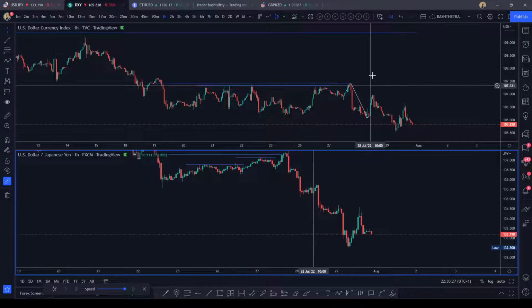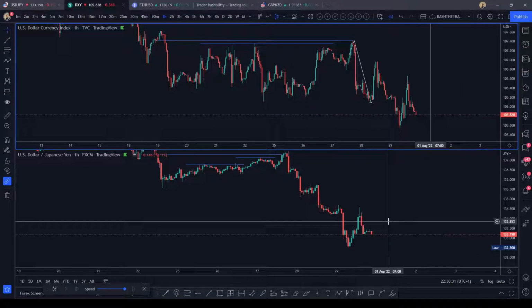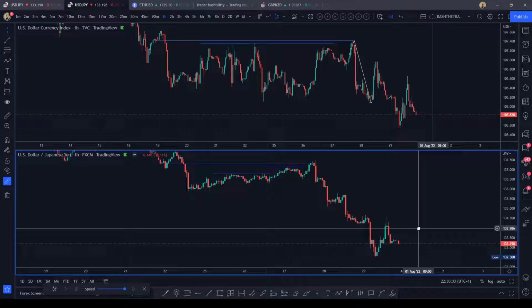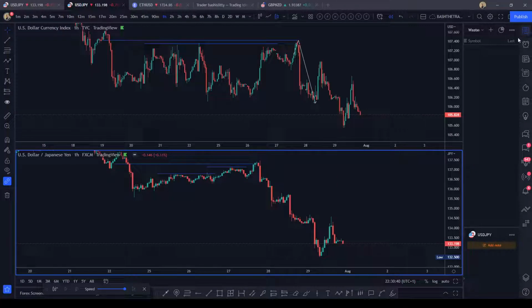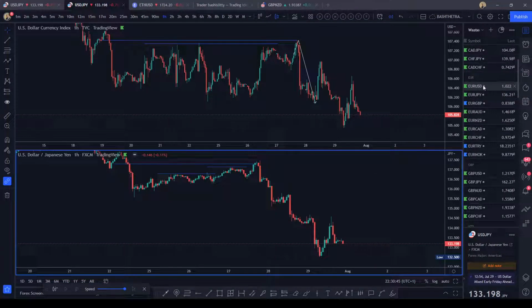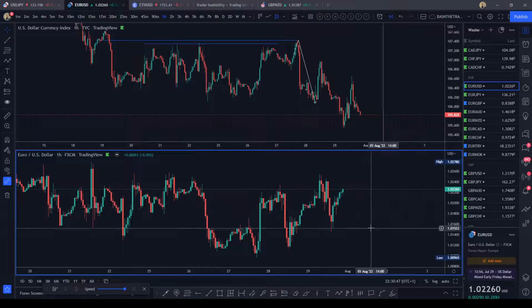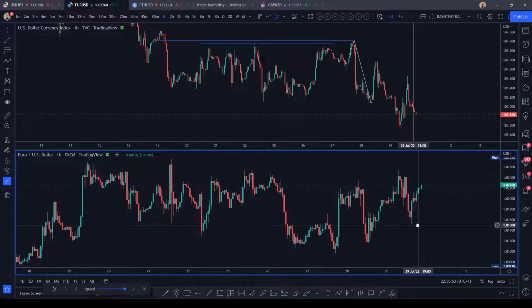So I'm gonna leave the DXY open like this, and let's take a look at the Euro USD. So let's look at this here. Euro USD, where are you? Okay, right here. Good. Let's take this out. So let me be sure that this is okay. Good. This is well aligned.